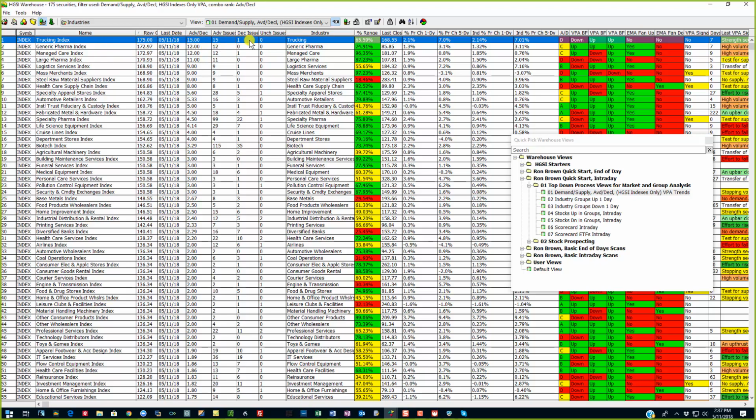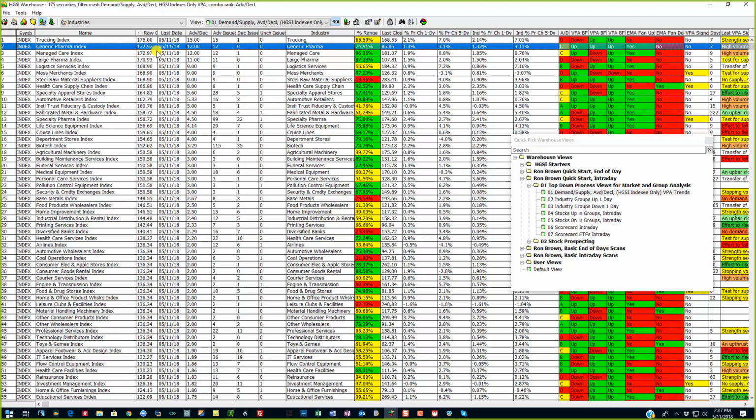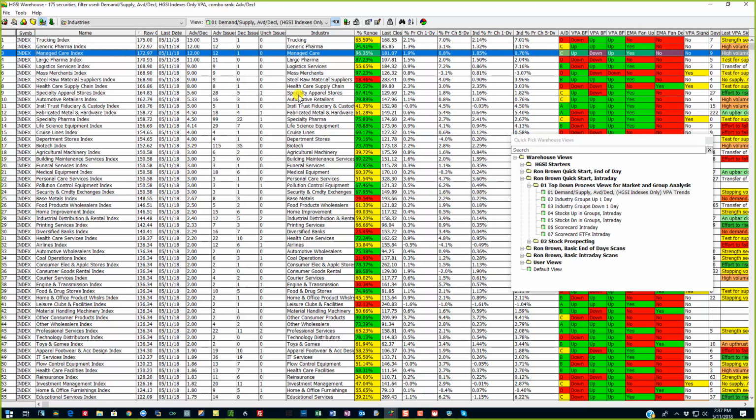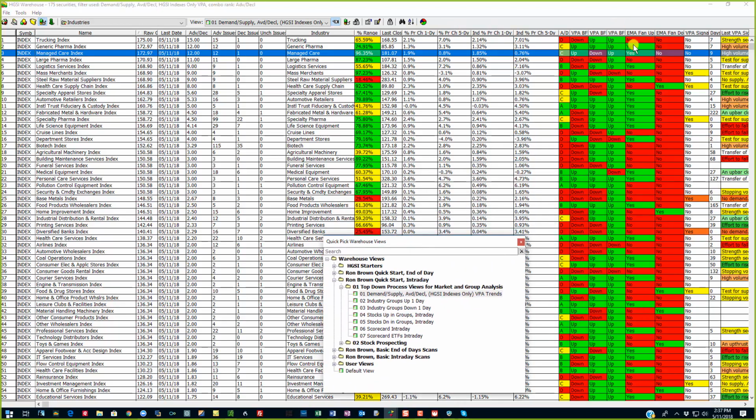There are 15 advancing issues and only 1 declining issue. So it's very strong, followed by generic pharma. I've seen a lot of pharma stocks go up today. Managed care, you can see in this column, these are the advancers, these are the decliners, these are the unchanged. If you look over here, you can see the percentage price change of the indexes for 1 day and 5 days. And then these columns over here, you'll see me talking about these quite a bit today.